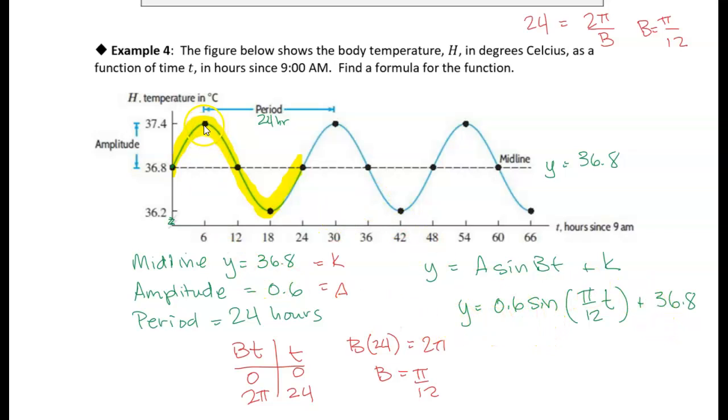Like, at 6, I should be at 37.4. If I put in 6 for t, I'll end up with pi over 2. Sine of pi over 2 is 1. So 1 times 0.6 gives me 0.6, and then add that to 36.8, and I end up with 37.4. So I can check a few values if I'm not sure. But this is the formula for that function.